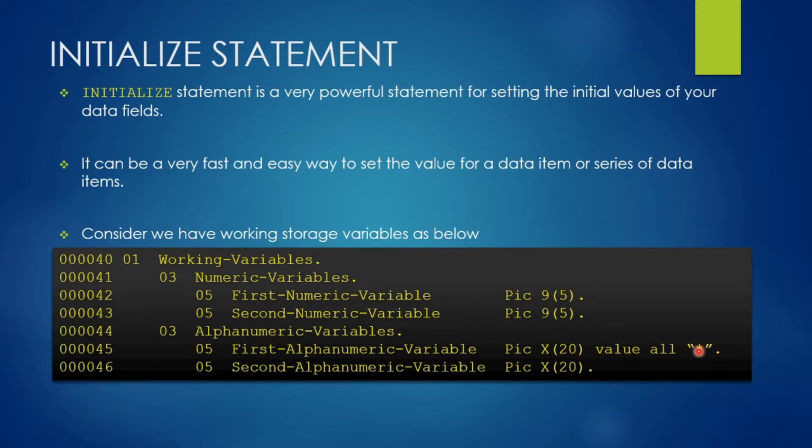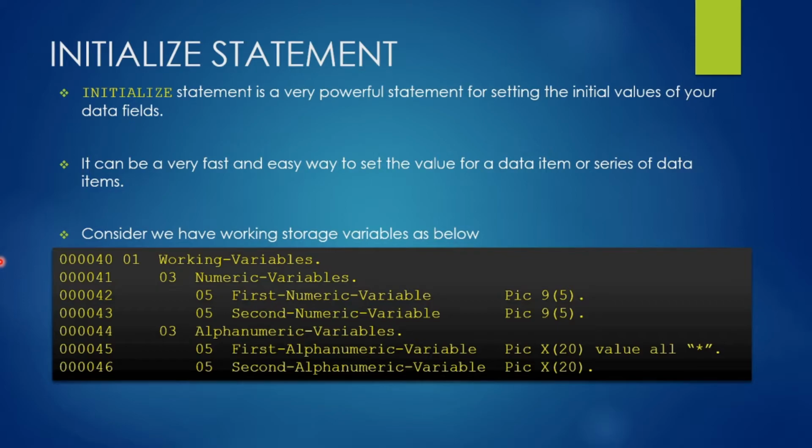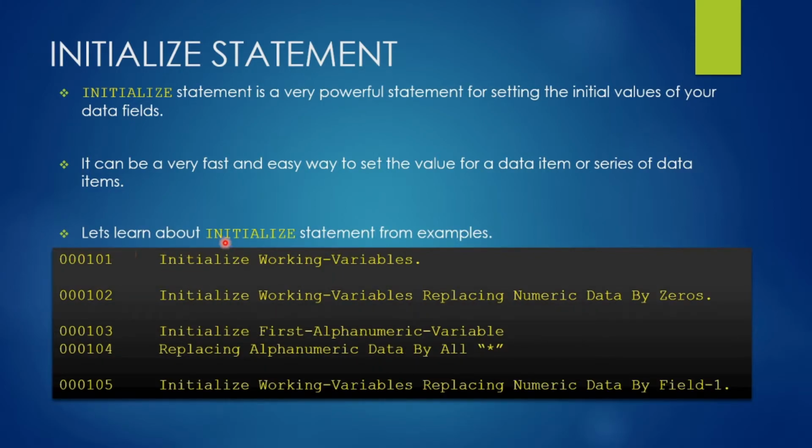stars. When you have such group items which consist of both alphanumeric and numeric elementary data items, then a simple statement of moving spaces to the group item may work, but it will result in invalid data in numeric elementary data items. With the INITIALIZE statement, we can achieve this quite easily. The INITIALIZE statement is coded with the COBOL reserved word INITIALIZE followed by the variable name. Now let's understand the INITIALIZE statement with the help of some examples.